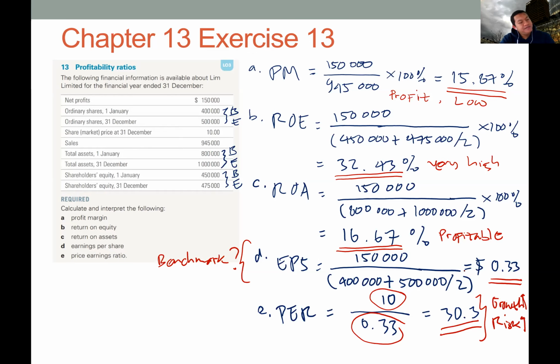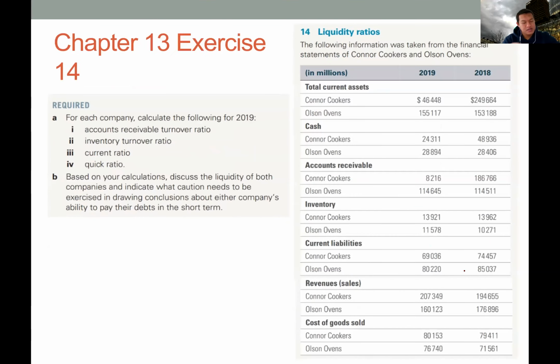Okay, any comment or question on exercise 13? No? Okay, so let's move to the next one.